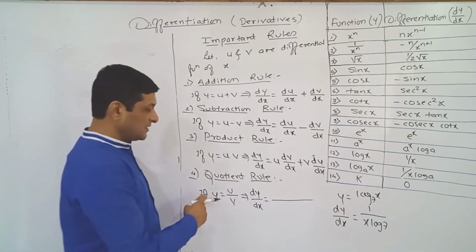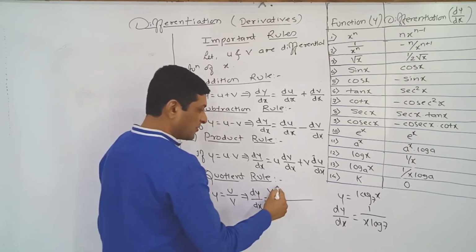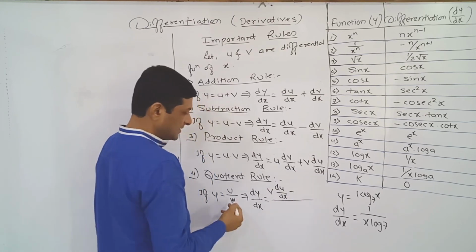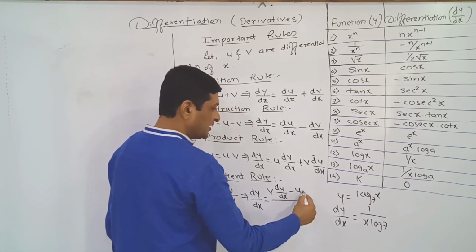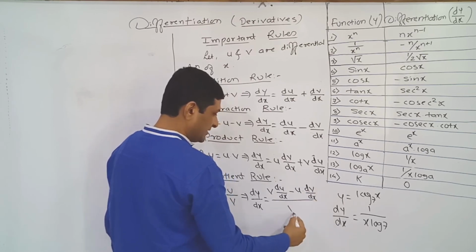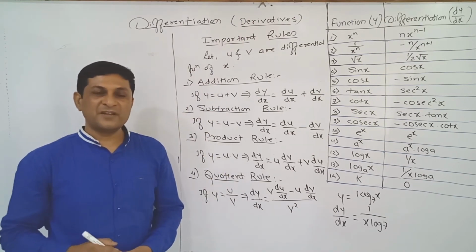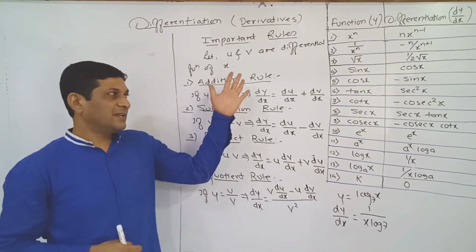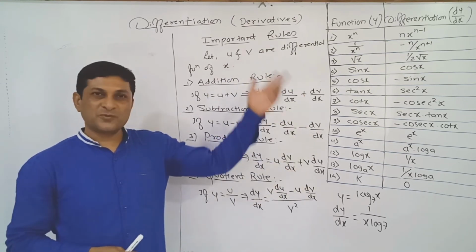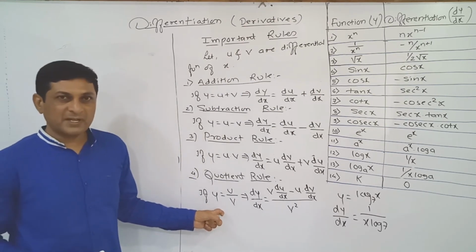In the quotient rule, keep v as it is, v as it is into the derivative of u, that is du by dx, minus u as it is into the derivative of v, divided by v square. If you solve 20-25 examples, you will easily be able to apply this rule, and this formula will also get prepared. So let us try to solve one example applying the quotient rule.